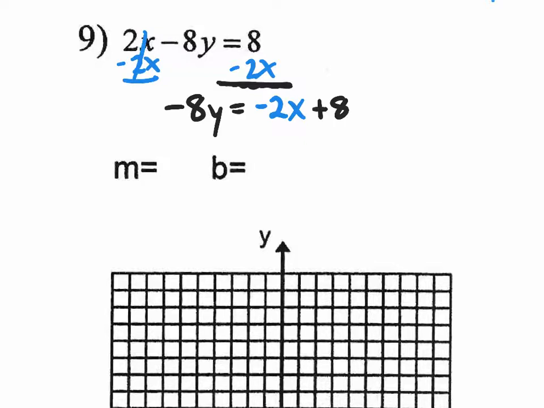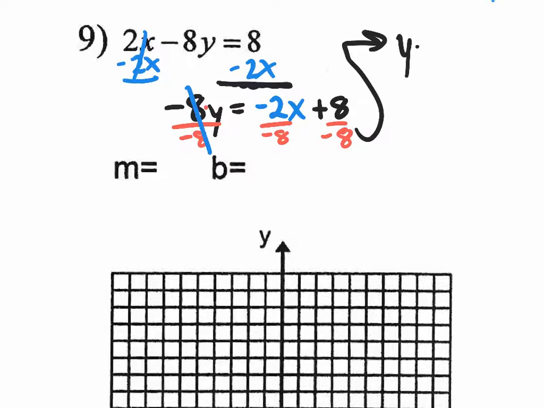Now, from here, I still need to get y by itself, so I'm going to have to divide everything by negative 8. Why? Because it says negative 8 times y. The opposite of multiplying is dividing, so to get rid of that multiplication of negative 8, you're going to have to divide by negative 8. So I'm going to rewrite my y equals mx plus b equation up here. I ran out of space. So the negative 8's cancel, and I will have a y all by itself equals mx plus b.